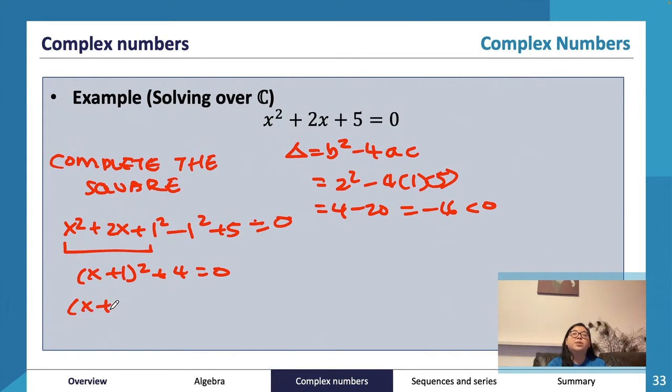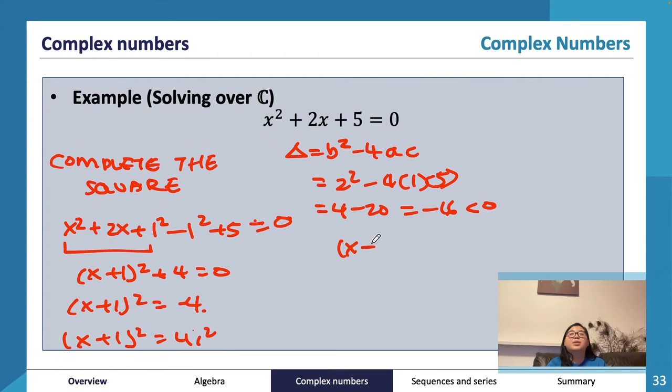So we'd have x plus 1 squared equals negative 4. What we're going to do here now is, when we have this negative 4, we can change it to 4i squared, okay? So we're going to have x plus 1 squared equals 4i squared, right? Now that we have this 4i squared instead of this negative 4 on the other side, we can actually solve for this.